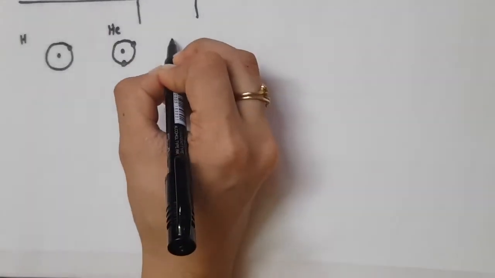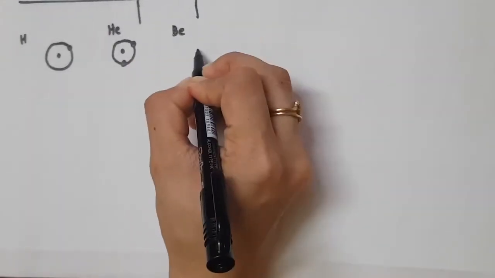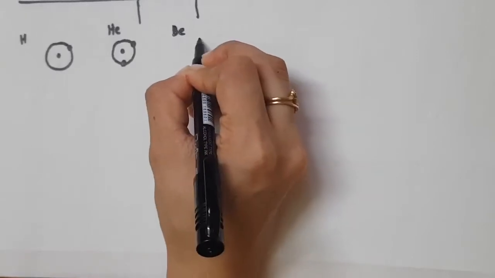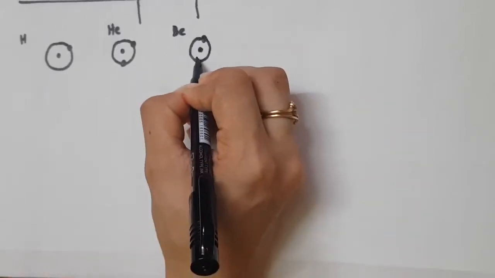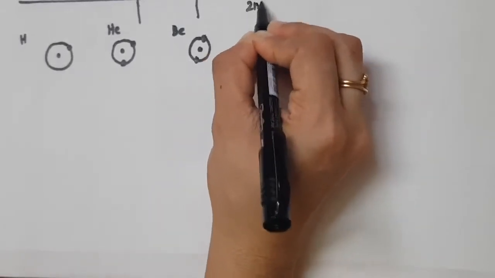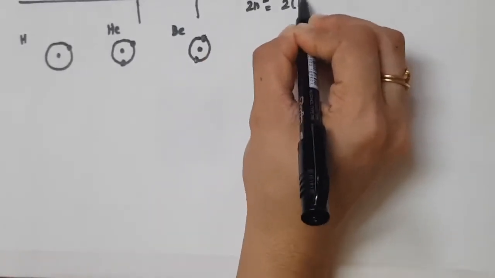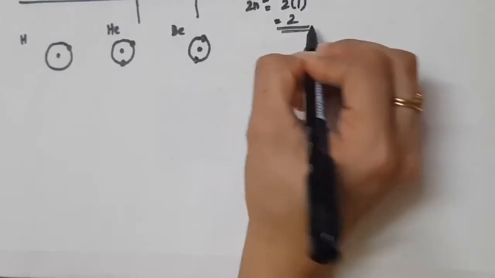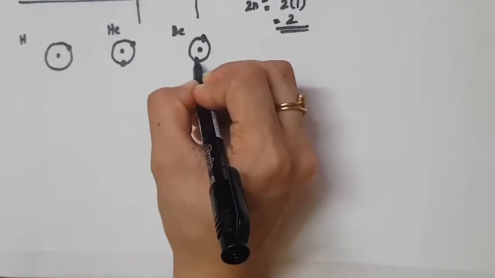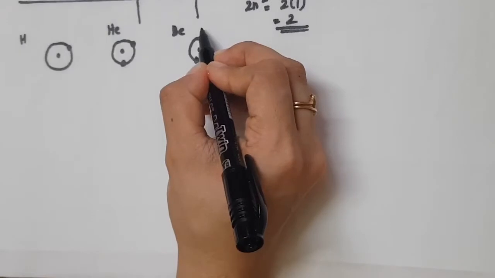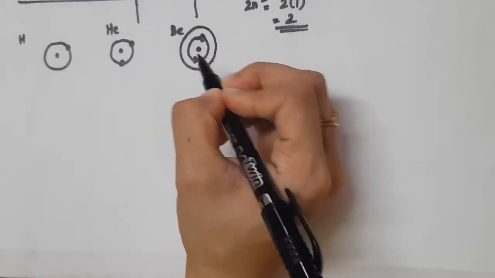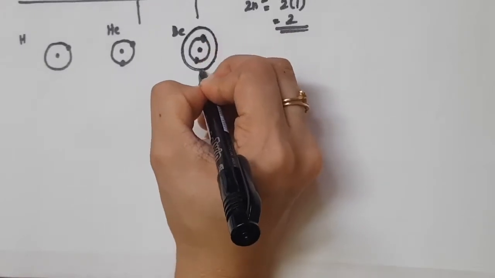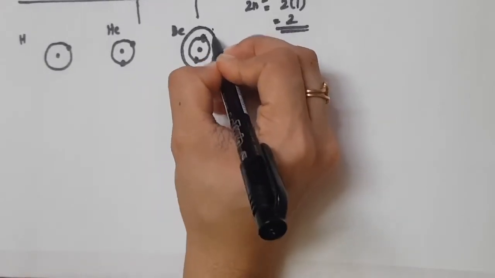The next one is beryllium. So this is the nucleus. The maximum electrons that can fit in the first shell is 2n square, that is equal to 2. So after the 2 electrons are filled, the next electron will go to the second shell. Beryllium has 2 shells, so it will be here.